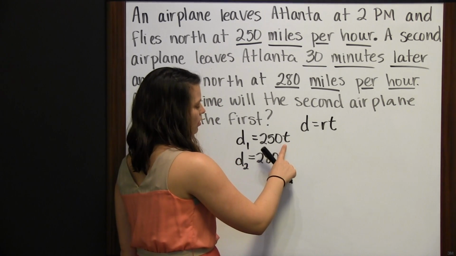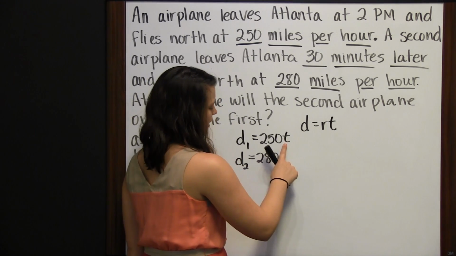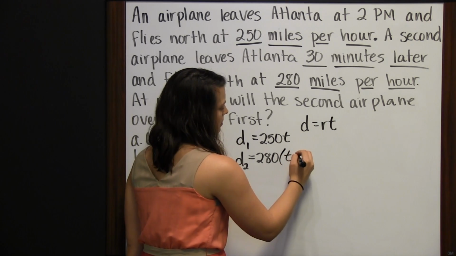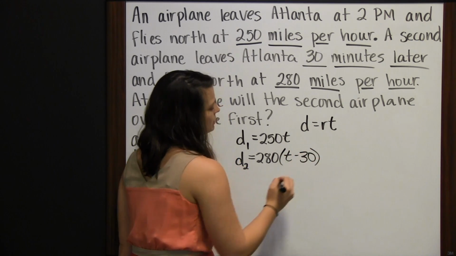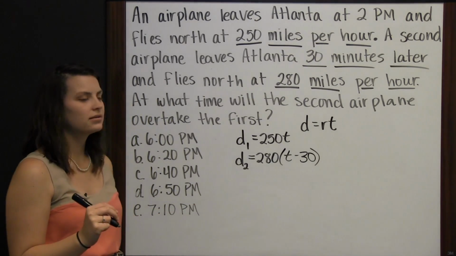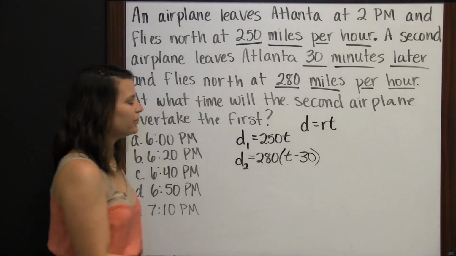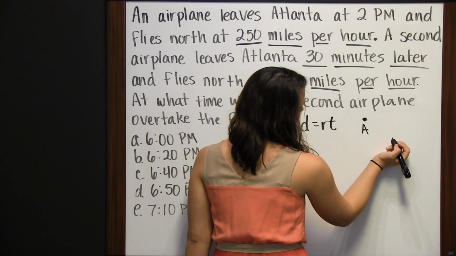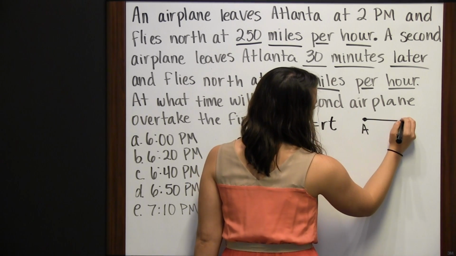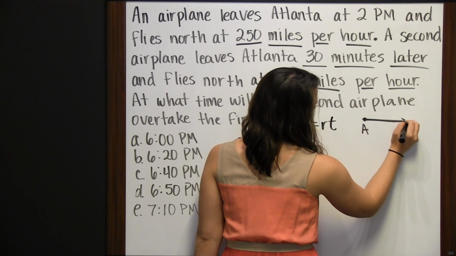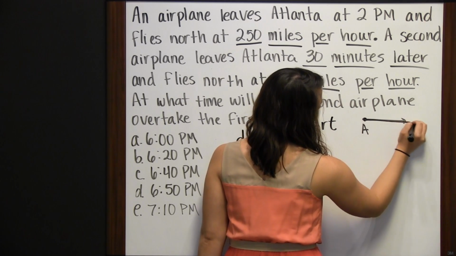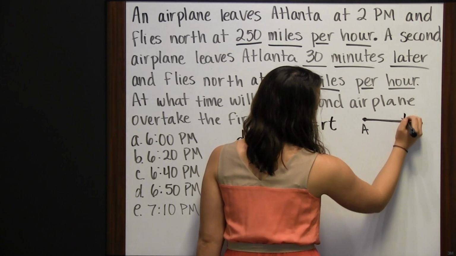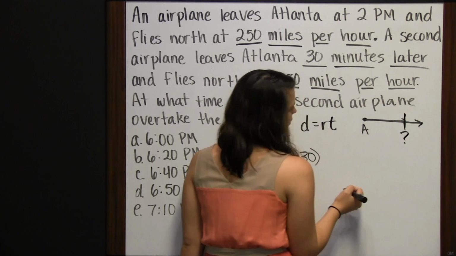So however long this first airplane has been flying, the second one will have been flying that time minus 30 minutes, since it left 30 minutes later. Now if you think about this, you've got two planes leaving from Atlanta. They're both flying north. And the question is, when will the second one overtake the first one? Well, this is what we're trying to find out, is what time that will happen.